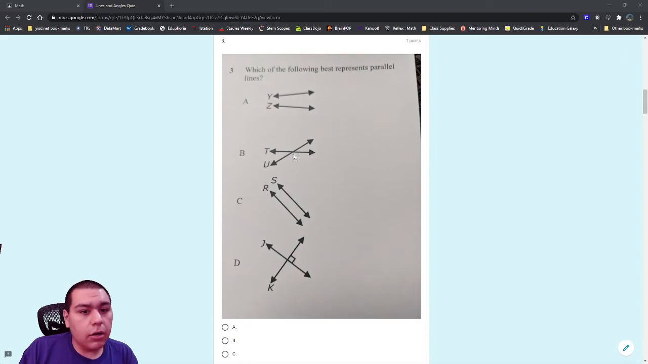Answer choice B, I can already see my lines touching. So it can't be answer choice B. And the same problem is what I have with answer choice D. The lines are already touching. I can see it right here.